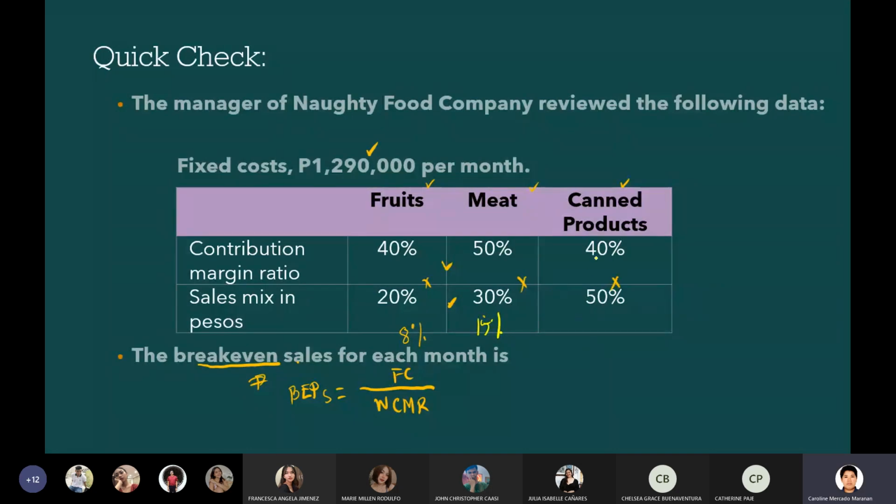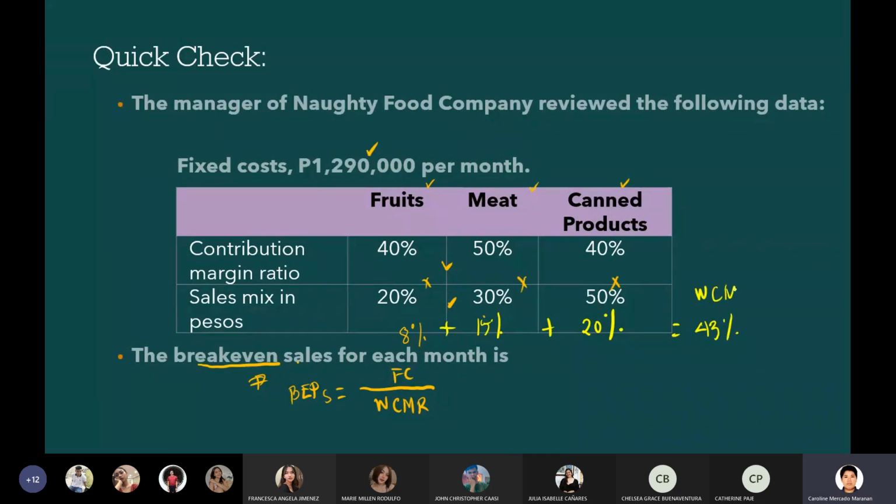Ayan. So, 8% dun sa fruits. Sa meat ay 15%. 40% times 50%, this is 20%. O, add mo lang itong tatlo. 8 plus 15 plus 20. Anong sagot dito? How much is this? 35 plus 3, 43%. Meron ka na. That's correct.